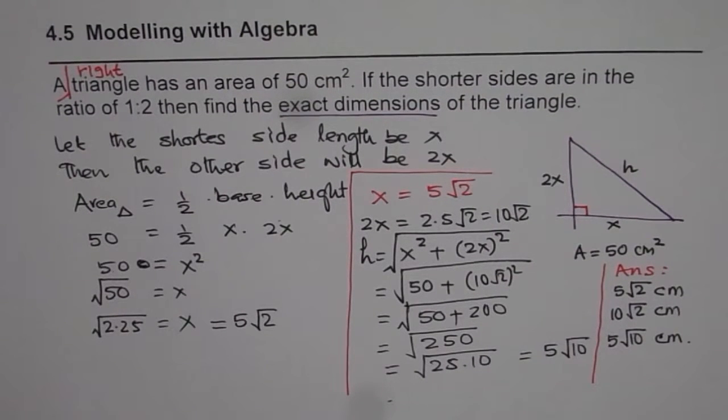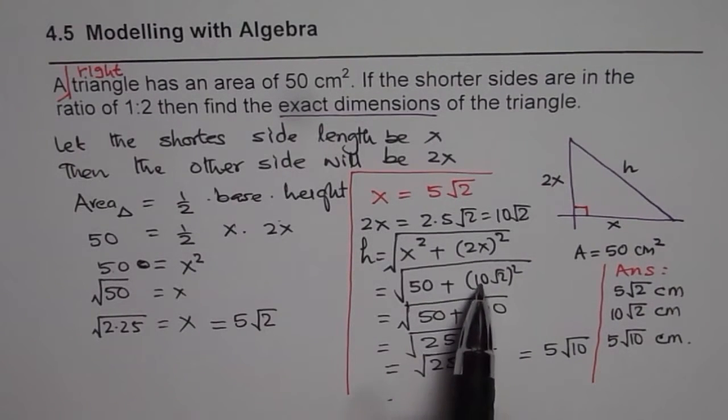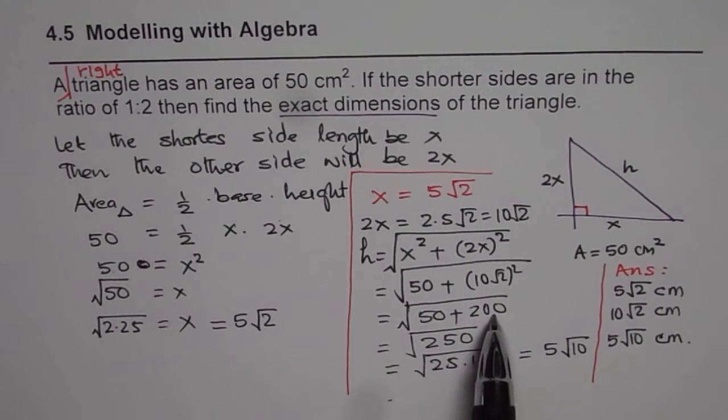I hope the strategy works and it helps. There might be some confusion. I wrote this directly. You could write 5 square root 2 just as we wrote 10 square root 2 and square as we did this part. Okay? I hope that helps.